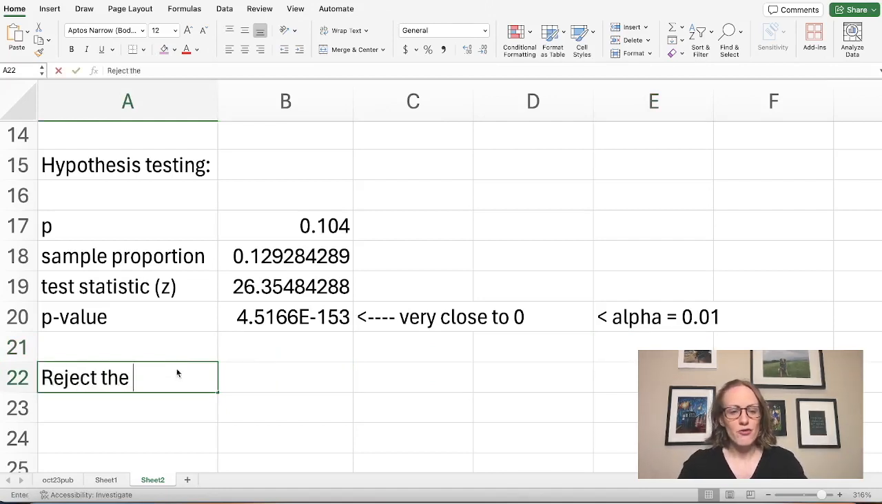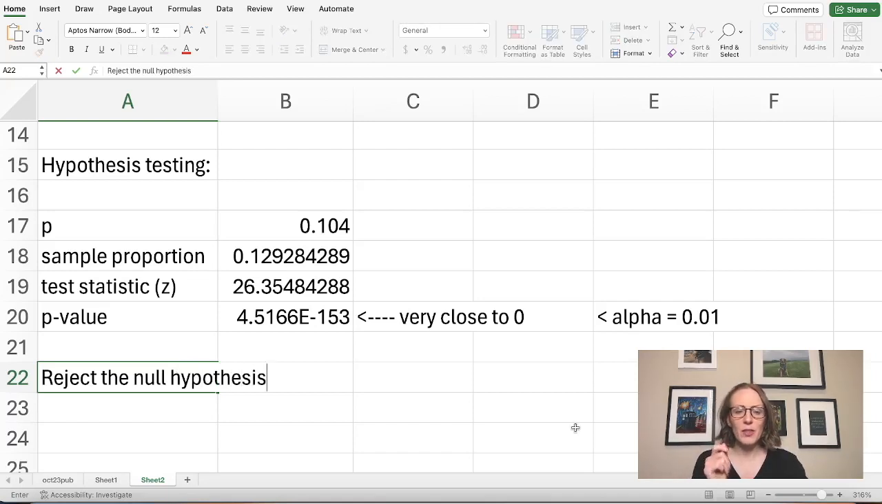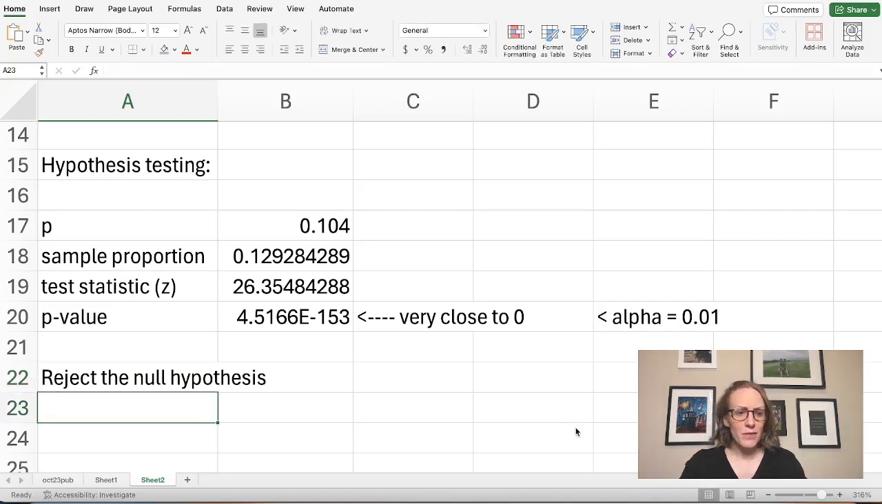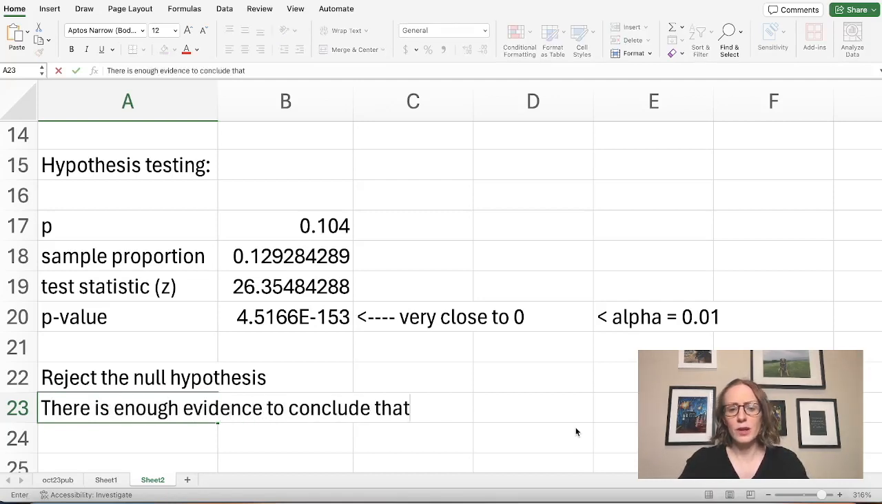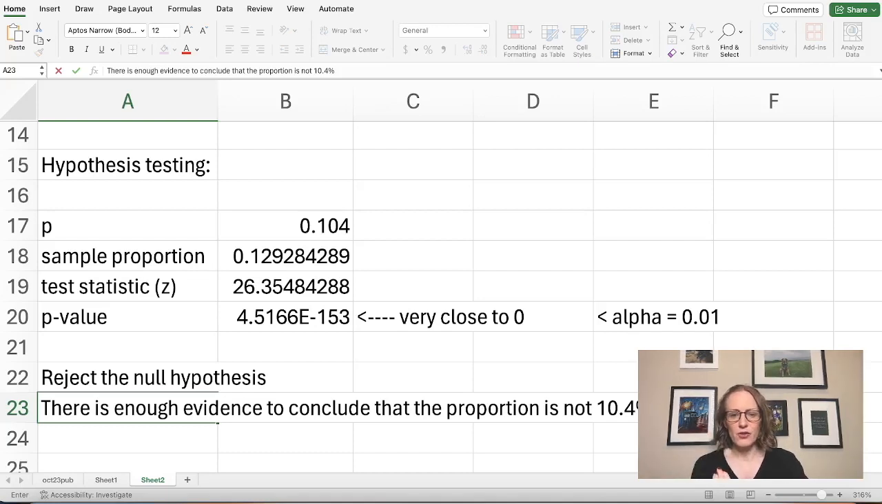And so I'm going to reject the null hypothesis, and the null hypothesis was the assumption that the proportion was 10.4%. And so there is enough evidence to conclude that the proportion of households where someone owns their own business or farm is not 10.4%. And so if that was what was historically true, I now think that has changed. And based on our sample, I might conclude that it's gone up.